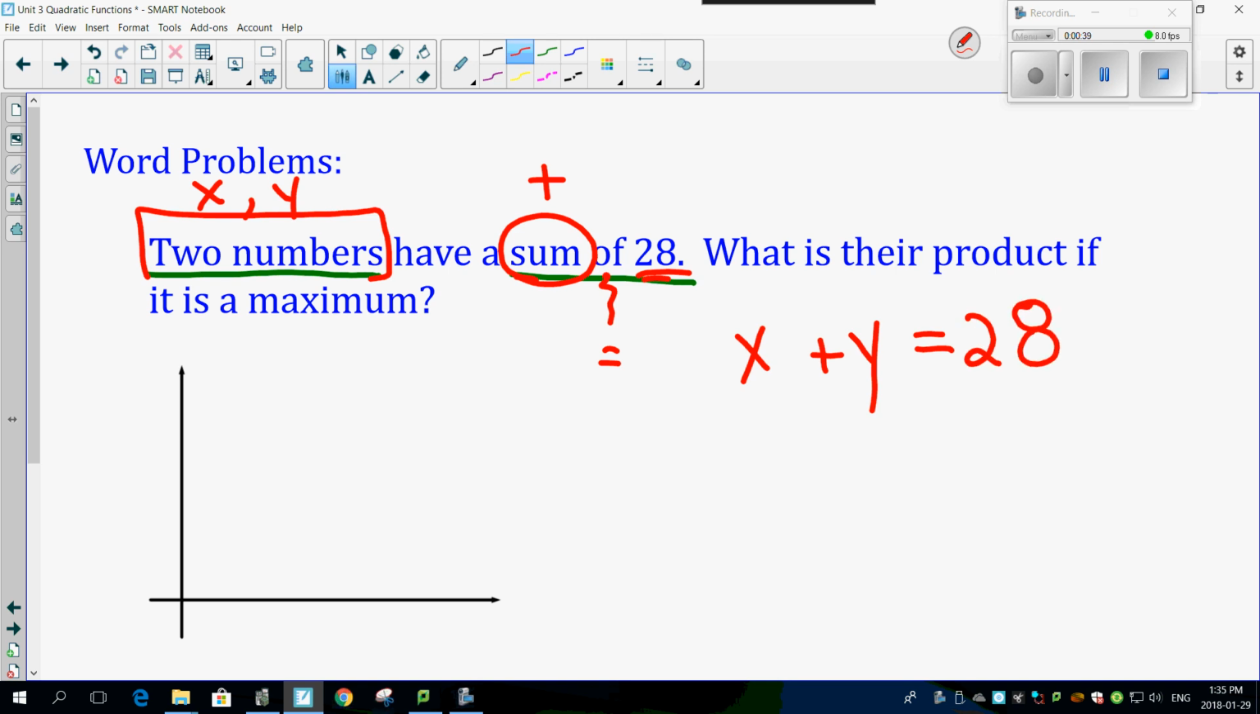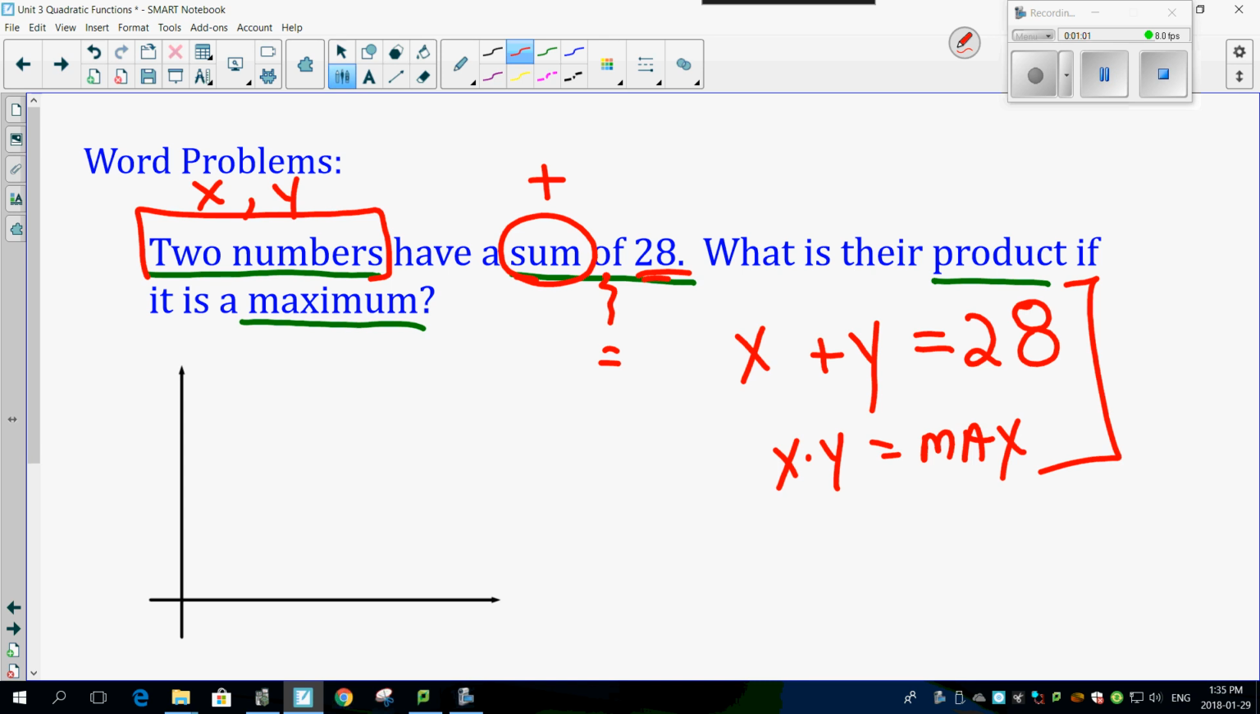Beautiful. Now, here's the second part. It says, what is their product if it is a maximum? Okay, so that tells you you're going to be dealing with a quadratic right off the bat. The product of the two numbers, x times y, that has to equal a max. There you go. There's your system of equations right there.